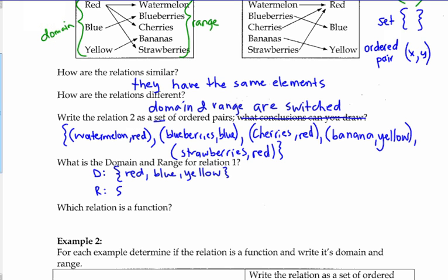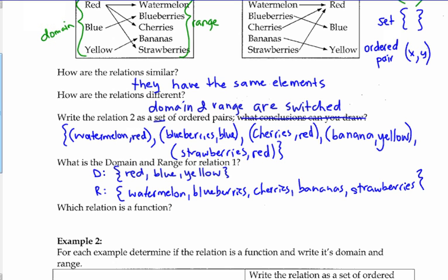So then what's the range of the second set? All the fruit. Watermelon, blueberries, cherries, bananas. Let's make a great fruit salad. And strawberries. And then close our set brackets. Whew. Now, the most important question is the last one. Best for last.